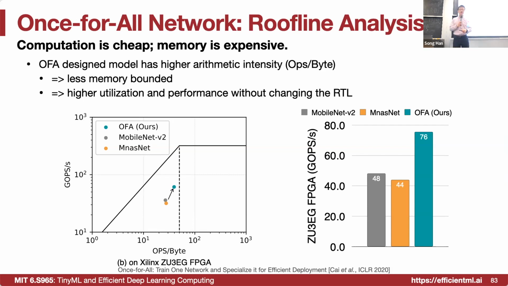Everything is measured on this FPGA. For MnasNet and MobileNet the measured throughput is about 40 gigaops per second. But this once-for-all network can achieve 76 gigaops per second, just because it is less memory bound, right? For inference, we want to make sure the model is not memory bound, since memory is very expensive. So why is the OFA search model good? Because the searched model has a higher arithmetic intensity.